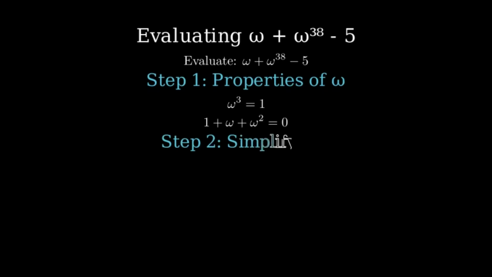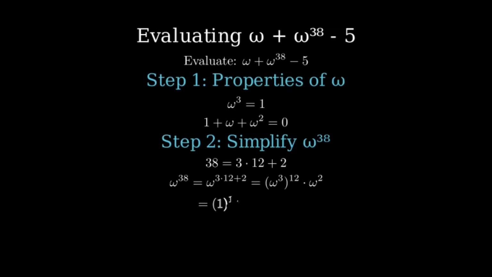Step 2. Let's simplify ω^38. We can divide 38 by 3 to simplify this. 38 = 3 × 12 + 2. Therefore, ω^38 = ω^(3×12+2), which equals (ω³)^12 times ω². Since ω³ = 1, this simplifies to 1^12 times ω², which is just ω².